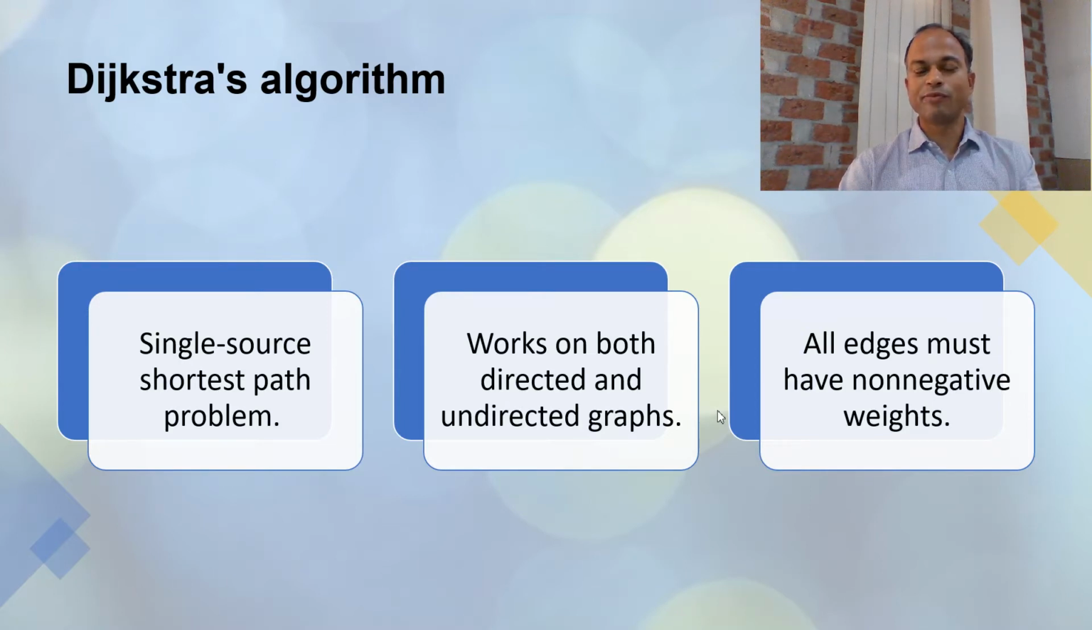If we talk about the working, then it works for directed graph as well as undirected graph. And further, all edges should have non-negative weights. I mean, no negative edge is allowed. If we have negative edges, then this algorithm fails.